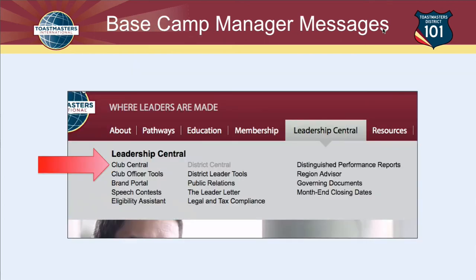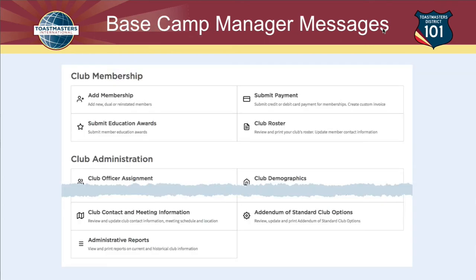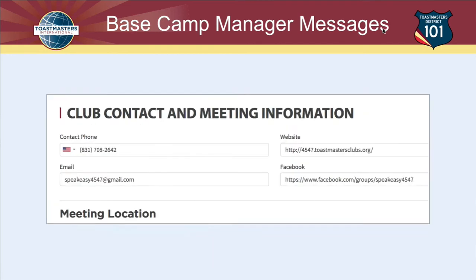If we go back to Leadership Central and go to Club Central, we can see that up at the top of the page is Submit Education Awards, and further down on the page there's the club contact and meeting information. As an officer, you have access to this. You can go to the contact and meeting information, and it shows a website, Facebook page, phone number, email address. This email address that's specified as the email address for the club is where a request will get sent if somebody completes a level and submits a request to be approved. It gets sent to that address.